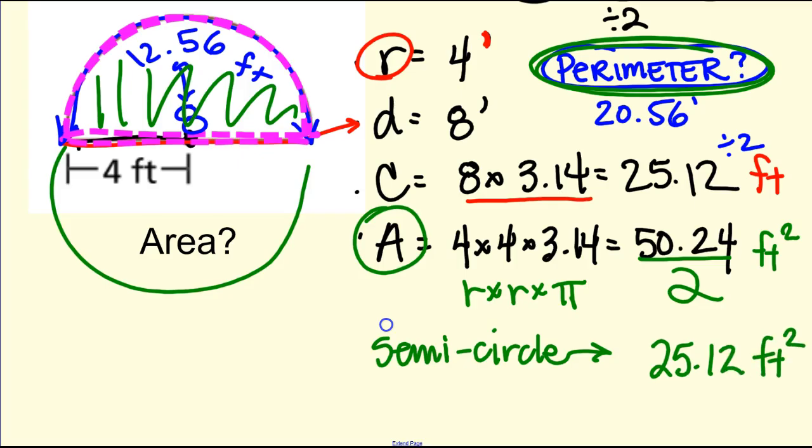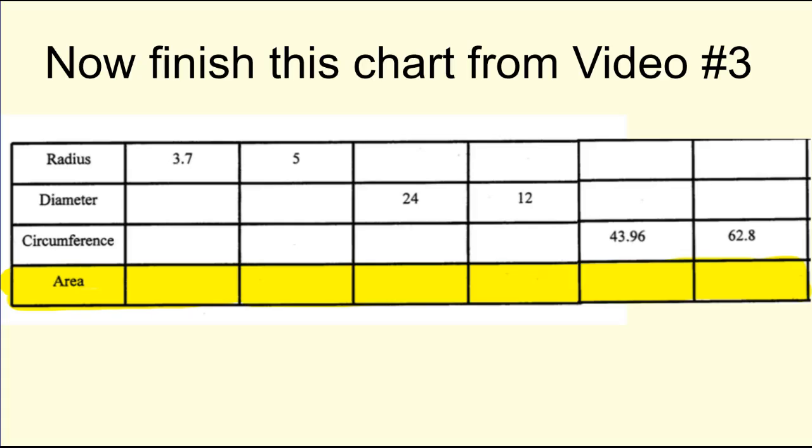Okay? So now we pretty much know how to find the area of any circle or semicircle. You get to finish filling this chart in. So we did this already in video 3, where we filled in all the radius and diameters and circumferences. But now you get to go back and fill in the area, now that you know how to do that. So I'll pick 1 or 2 to do, and then you can finish the whole chart. Let's start with this one.